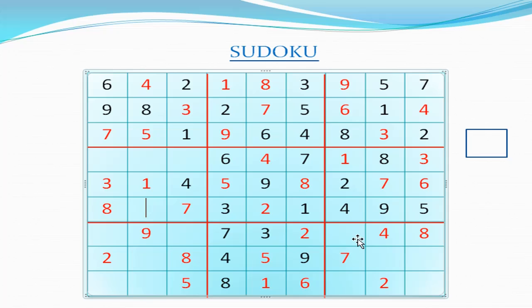I think so. 6. Now, though one tile, one number is missing, I have to double check. 6. In this column, do we have 6? No. In this row, do we have 6? No. In this block, do we have 6? No. That means we are really, really sure that 6 should be here.